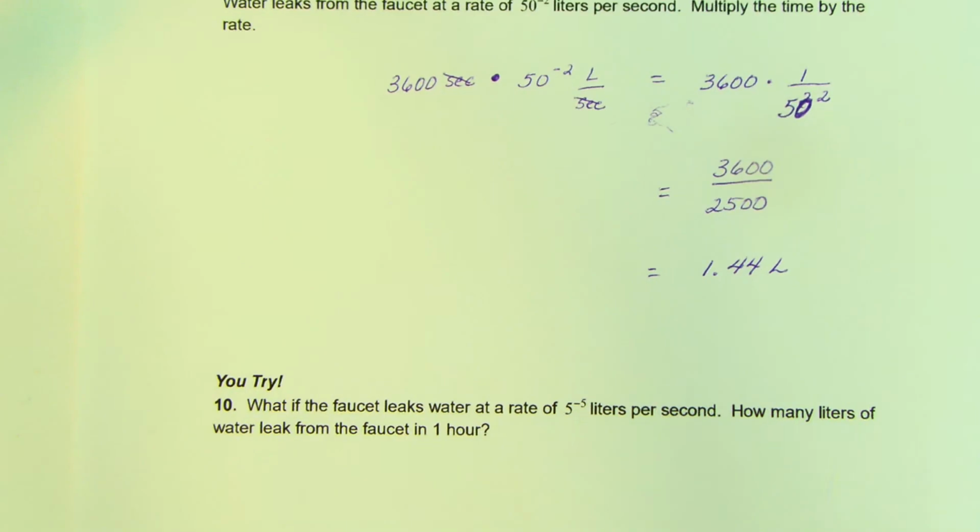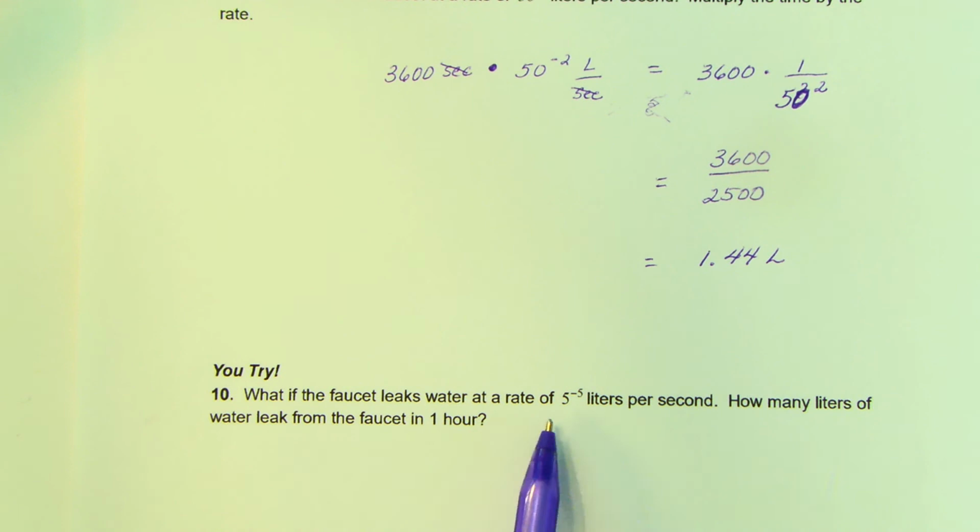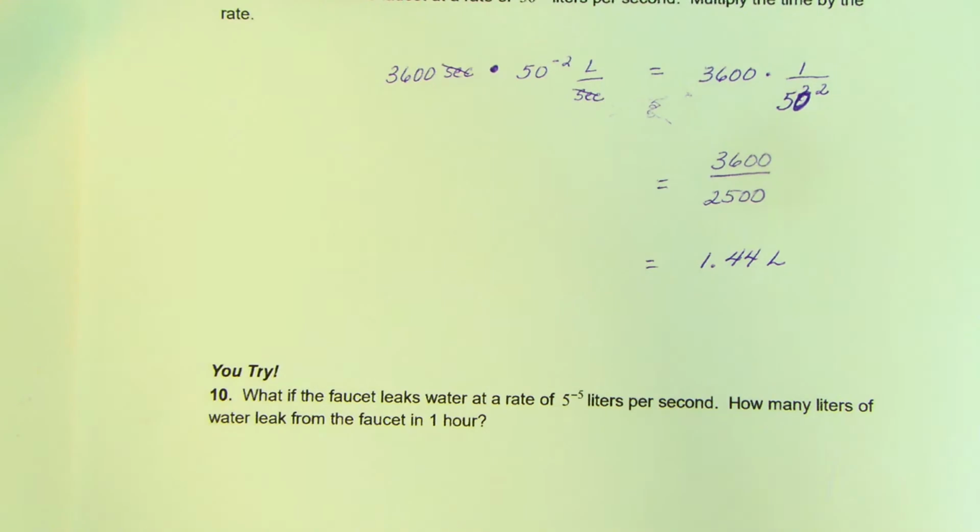Right? And then you have a U-try that is essentially the same thing, except that they're having you try that with 5 to the -5. Right? And you have a calculator, so that shouldn't be too tricky.